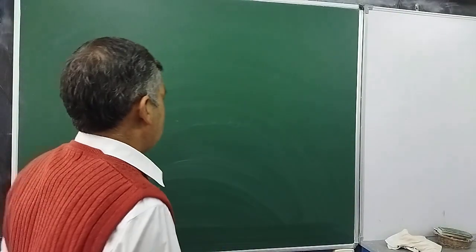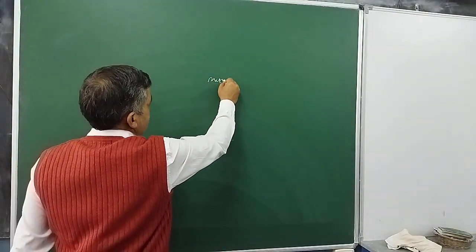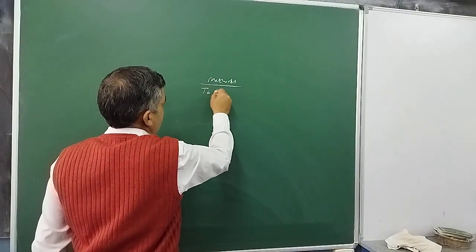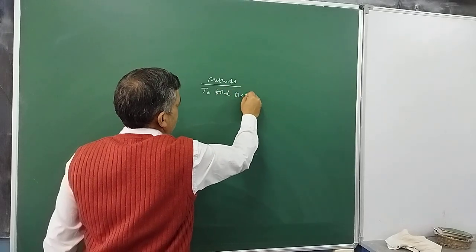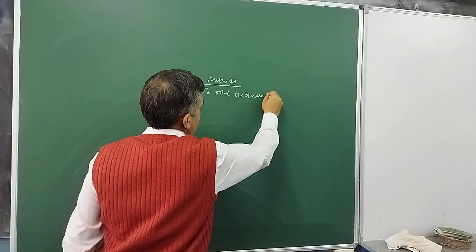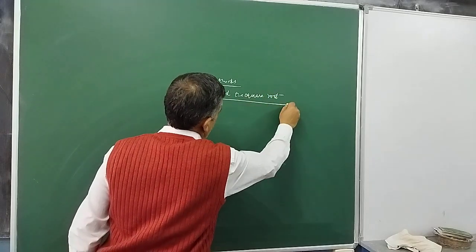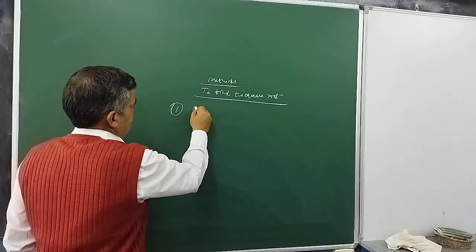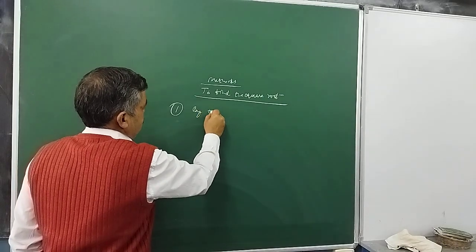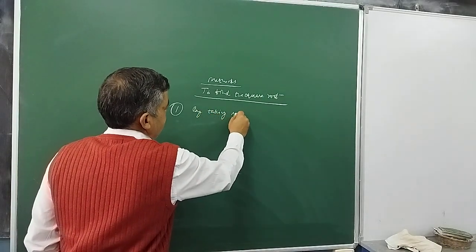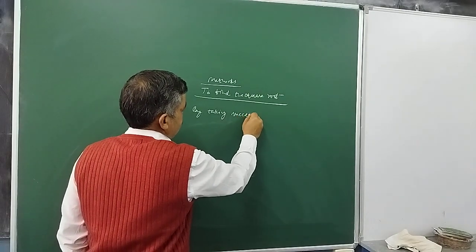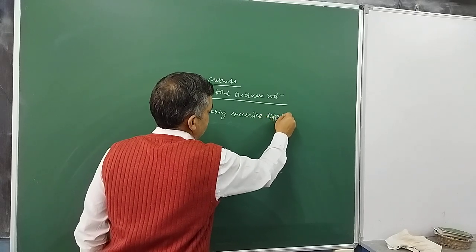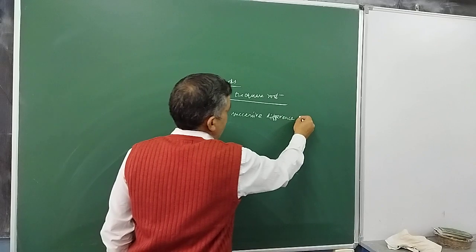So, which are the methods to find the square root? There are three methods. One is by taking the successive difference of odd numbers.